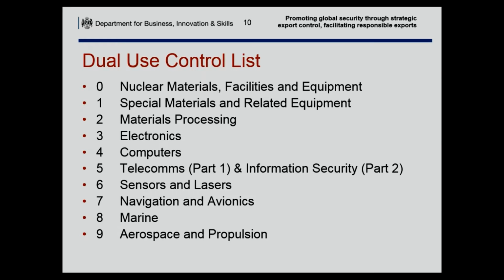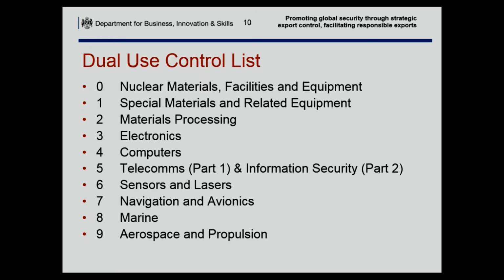What is on there, just going quickly through these categories: 0 is very special nuclear materials. 1 are generally high-strength materials, such as carbon fiber, high-strength steels, etc. 2 covers materials processing. This is normally machines that you make things from, so turning machines, milling machines. 3 is electronics, that covers integrated circuits, microwave devices. 4, computers, so these days generally very high-level computers, high-performance computers.